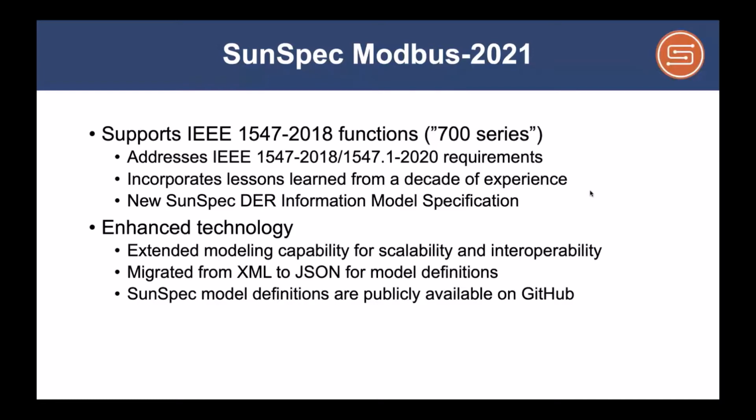And so with SunSpec Modbus 2021, you're going to see a new set of models in the series of models, this so-called 700 series. These match the IEEE 1547 functions on a point-by-point basis. And it very specifically addresses the compliance requirements that are laid out in the test procedure as well.